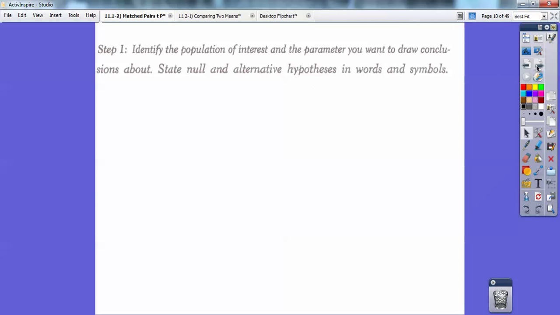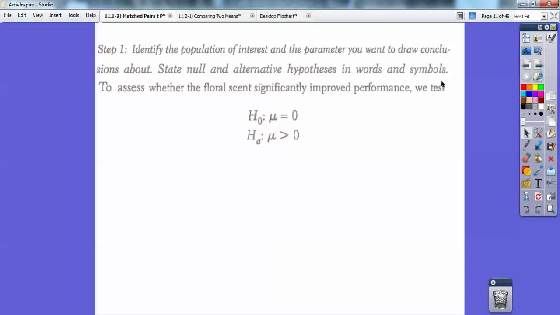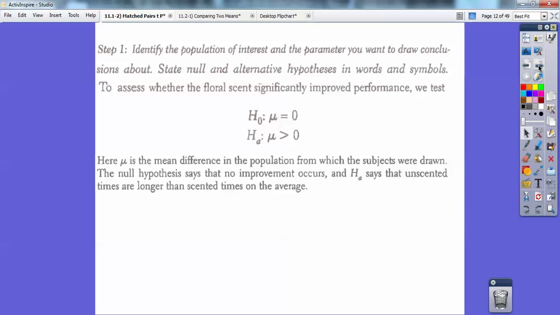So step one, identify the population of interest and the parameter you want to draw a conclusion about, and state the null and alternative hypotheses in words and symbols. Okay, so remember, the null hypothesis is always no change. And so we wanted to know, is it going to be a positive difference? So did it improve the score? That's why it's greater than zero right here. All right, so that's what they're asking. Did the scented masks improve the scores, which means they were shorter times? So when you subtracted them, you get a positive.